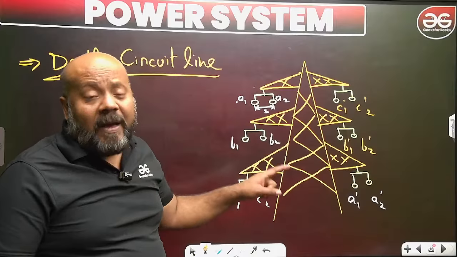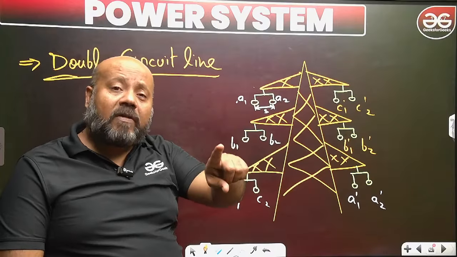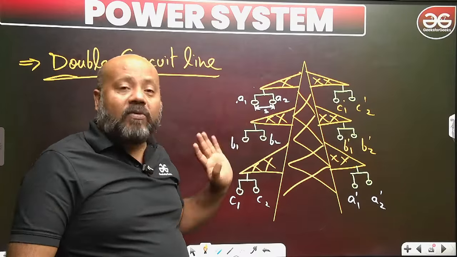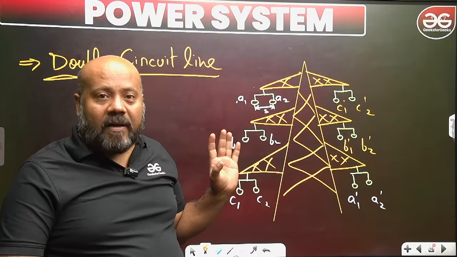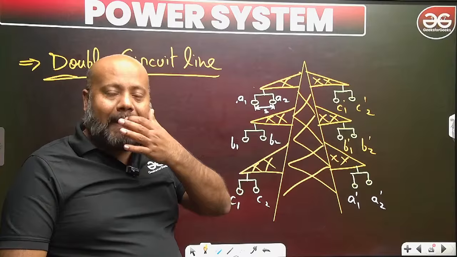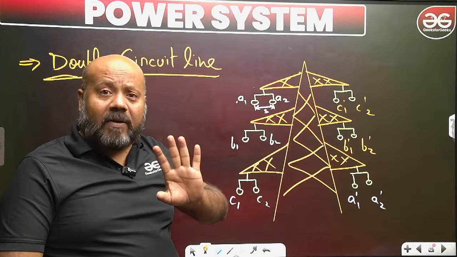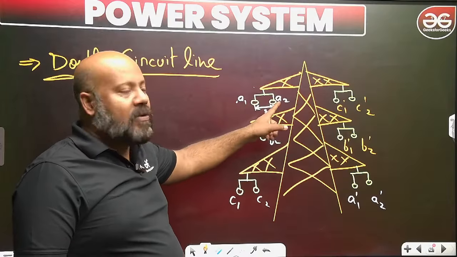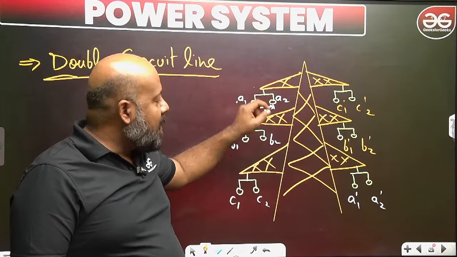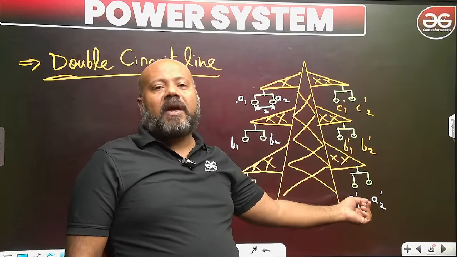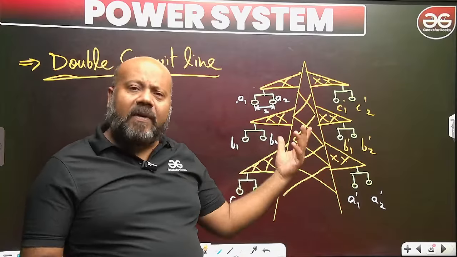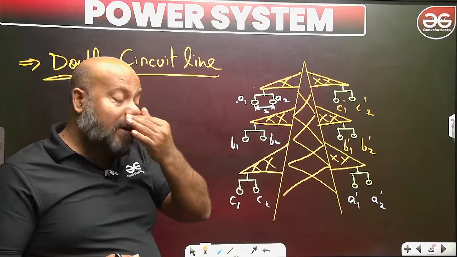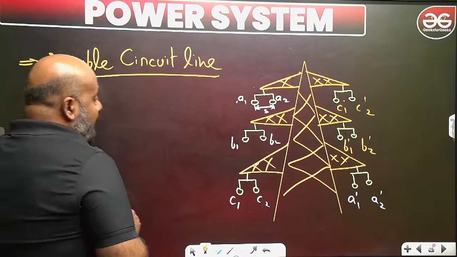Now the problem here is not the calculation of GMR, but the calculation of GMD. GMR you know how to calculate. The problem is finding the GMD. Suppose it is not A1, A2, this is simply A1, and this is not A1 dash, A2 dash, it is simply A2. Can you calculate the GMR? Yes, already we have calculated. Very simple. How to find the GMD?